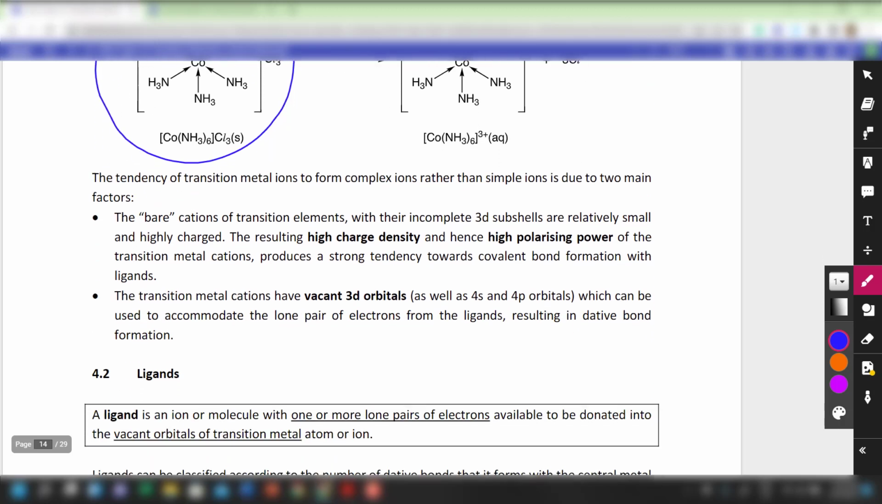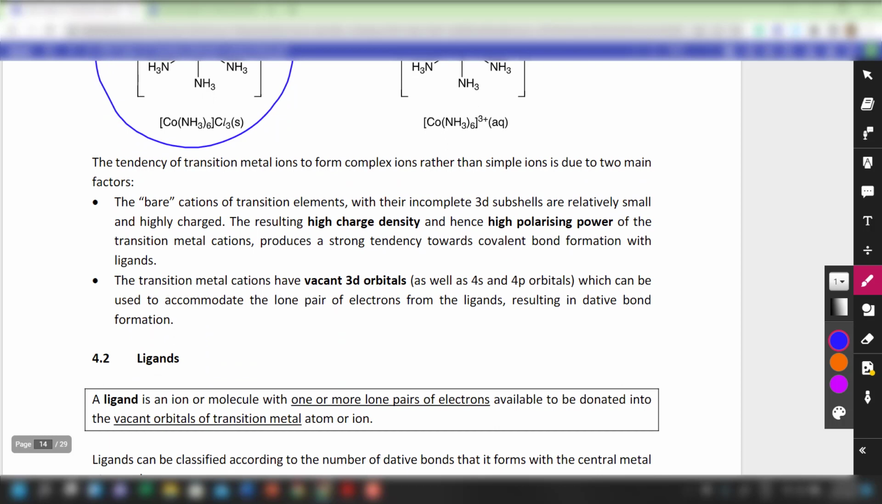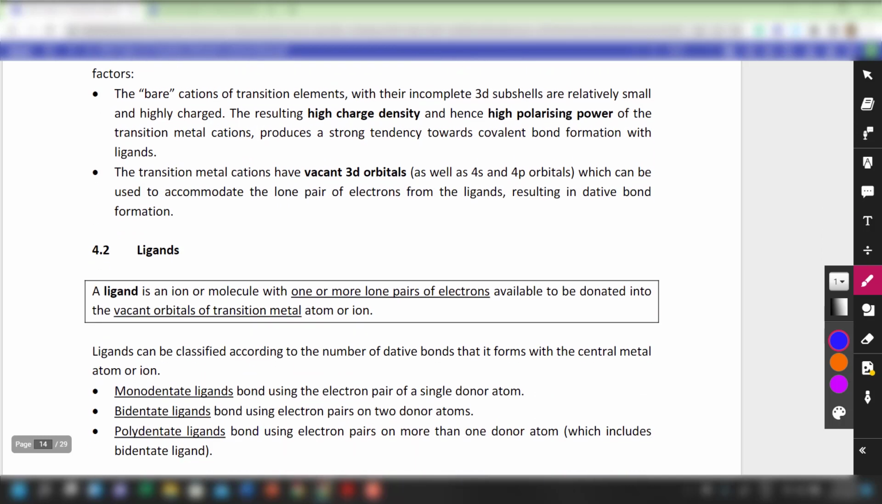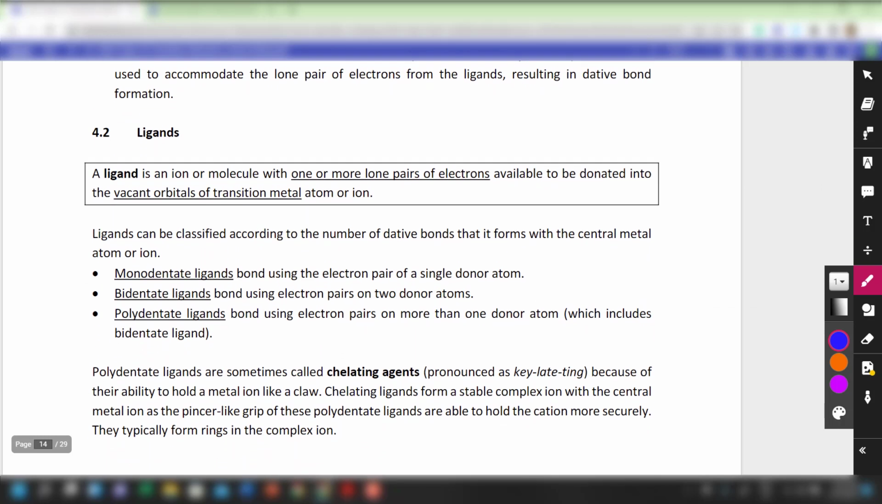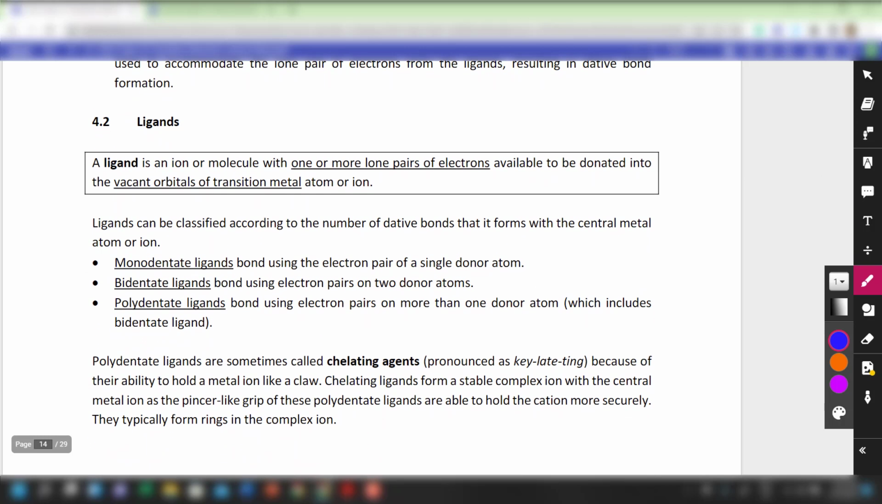Okay, yeah, so we gave you some reasons why transition metal ions tend to form complexes. They tend to be stabilized in the complex, and of course the incomplete 3d subshell will be able to welcome lone pairs of electrons from the ligands. Then next we are going to move on to 4.2, where we'll be discussing ligands.